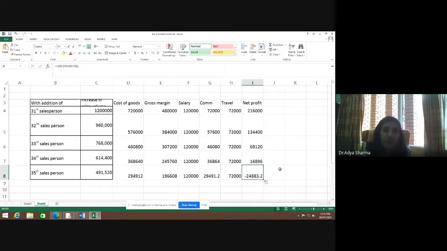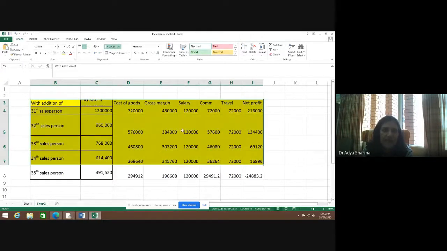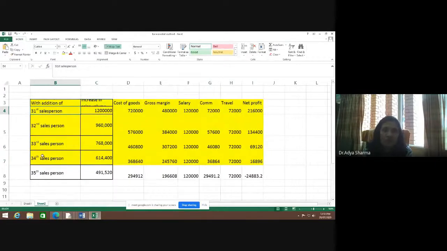And therefore, if the company has to use the incremental method, then they can have 1, 2, 3, 4 people, but not more than 4. They may decide to have all 4, or they may decide to have only 1 or 2 or 3. However, the moment they go beyond 4, there's a problem, because the contribution is not there. Rather, the company is contributing, and if the company goes on like this, then it is difficult to sustain, because you are incurring a loss.